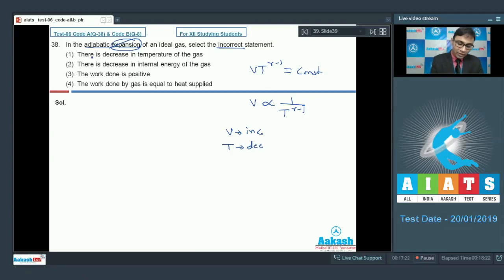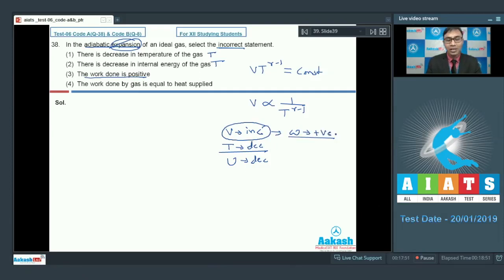So the first option says there is a decrease in temperature of the gas. So this is a true statement. And we know that when temperature decreases, the internal energy of the gas will also decrease because it completely depends on the temperature. So the second statement says that there is a decrease in internal energy of the gas. So this is a true statement. Work done is positive. So we know that if the volume increases, the work done will be positive for the expansion.